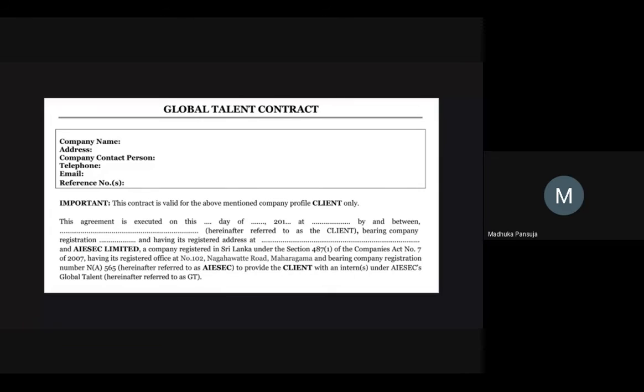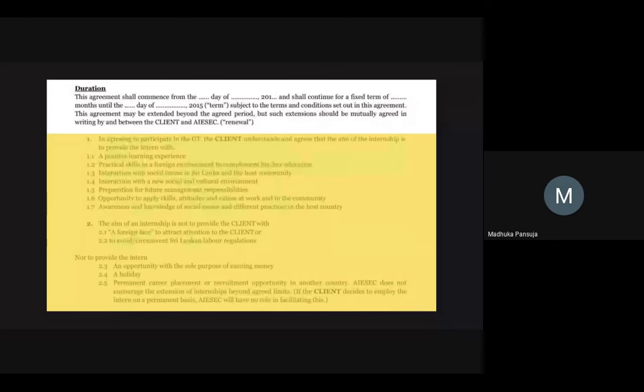That general part is followed by the agreement. This says that this agreement is executed on this day, that means the day of the month and the year, by and between the company's name, bearing the company registration number, and having its registered address at the registered address of the company, and ISEC Limited, a company registered in Sri Lanka under section 487(1) of the Companies Act number 7 of 2007, having its registered offices at number 102 Nagahawatha Road, Maharagama, and bearing the company registration number, and so on. So this is the agreement part that we are signing, and this is followed by the duration part that we have to fill. In this we have to provide the duration that the EP is going to work.